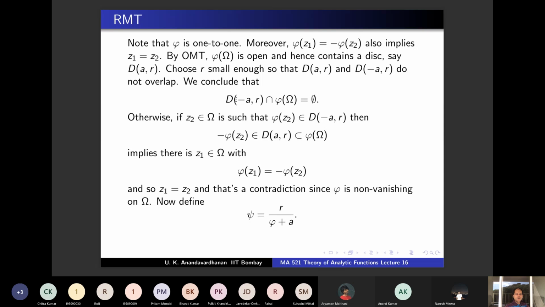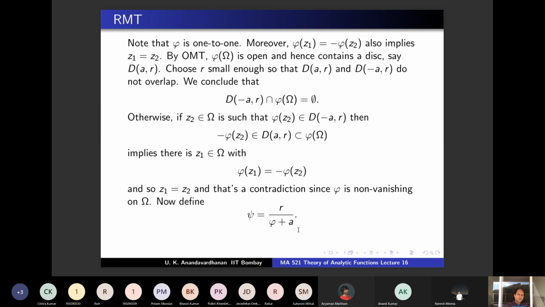Because phi of omega does not intersect the disc D(-a, r), phi plus a will never be 0, right? Because phi of z plus a being 0 means phi of z is minus a. But that cannot happen, since this doesn't intersect. So this is well defined. Division by phi plus a is okay.